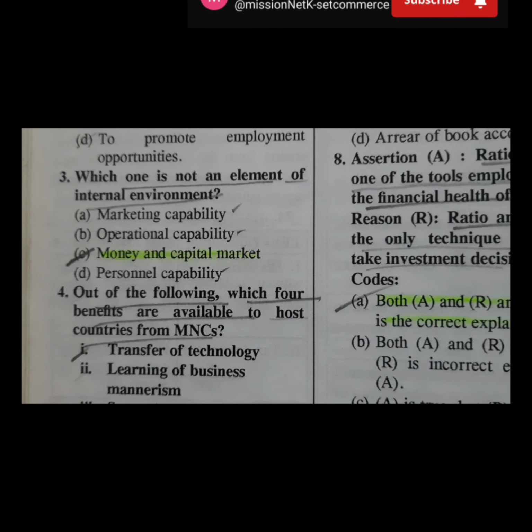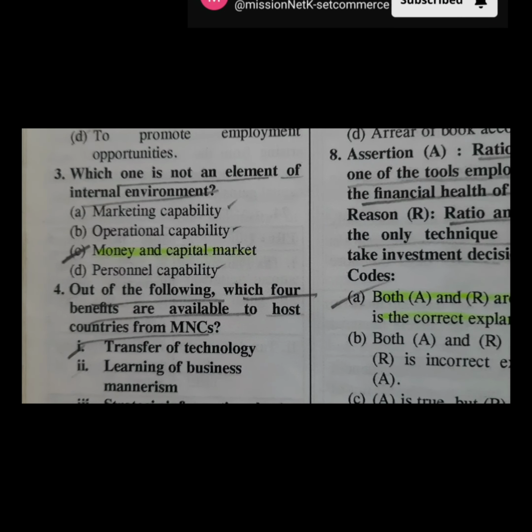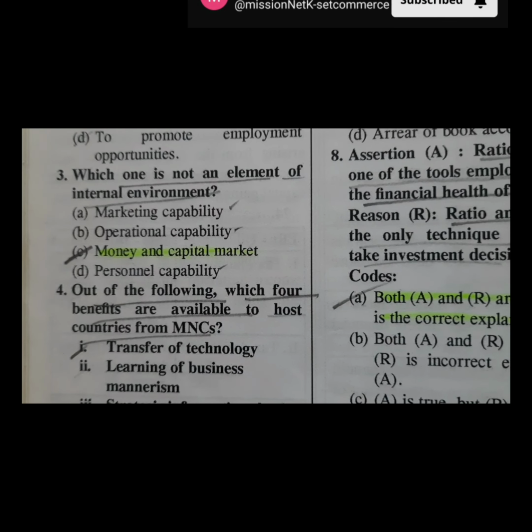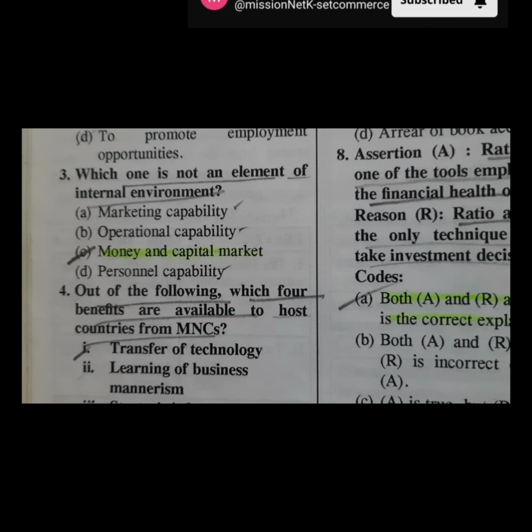Then the next question is which one is not an element of internal environment? Here four options are given below. The right answer is option C, money and capital market. This is not the element of internal environment.